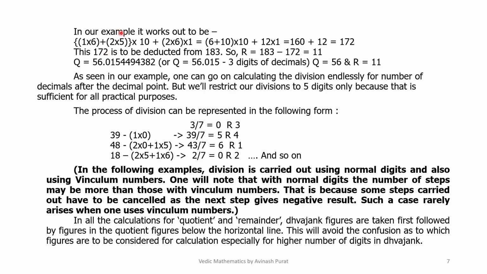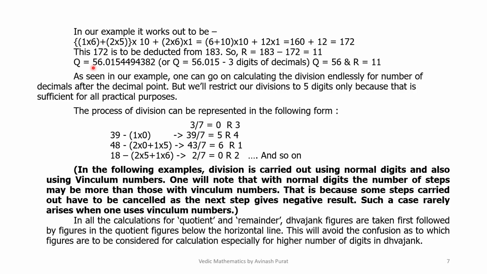In our example, it works out to be 1 into 6 plus 2 into 5, total multiplied by 10, plus 2 into 6 into 1, that is equal to 6 plus 10 multiplied by 10 plus 12 into 1, that's equal to 160 plus 12, that is 172. This 172 is to be deducted from 183. So R equals 183 minus 172, that is equal to 11.